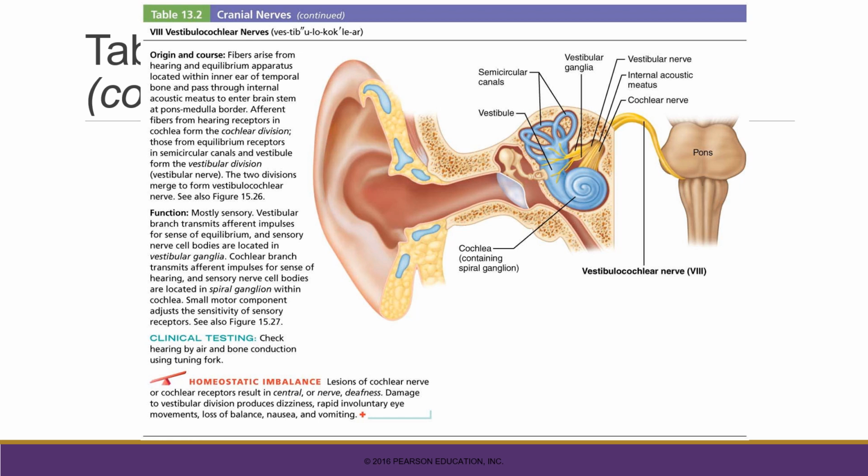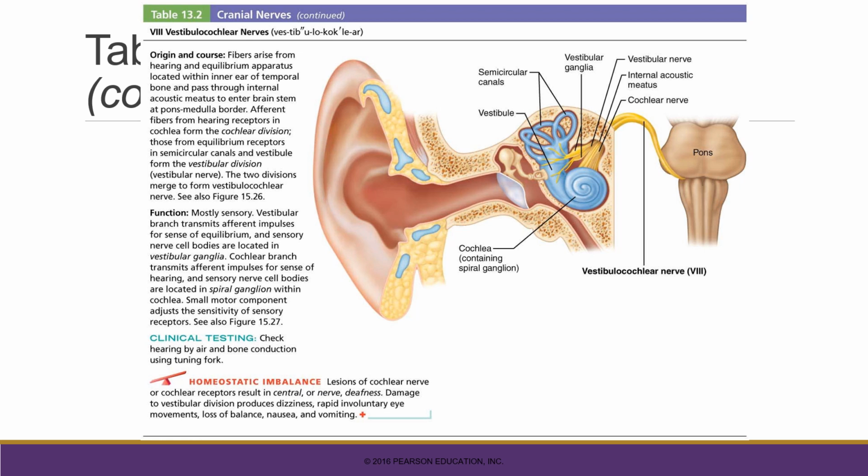Functions, mostly sensory. Vestibular branch transmits afferent impulses for sense of equilibrium or balance, and sensory nerve cell bodies are located in the vestibular ganglia. Cochlear branch transmits afferent impulses for sense of hearing, and sensory nerve cell bodies are located in the spiral ganglion within the cochlea. So spiral ganglion, cochlea. Small motor component adjusts the sensitivity of sensory receptors. So the clinical testing, check for hearing by air and bone conduction using a tuning fork. So you'll learn Weber's and Rinne test in your physical exam lab.